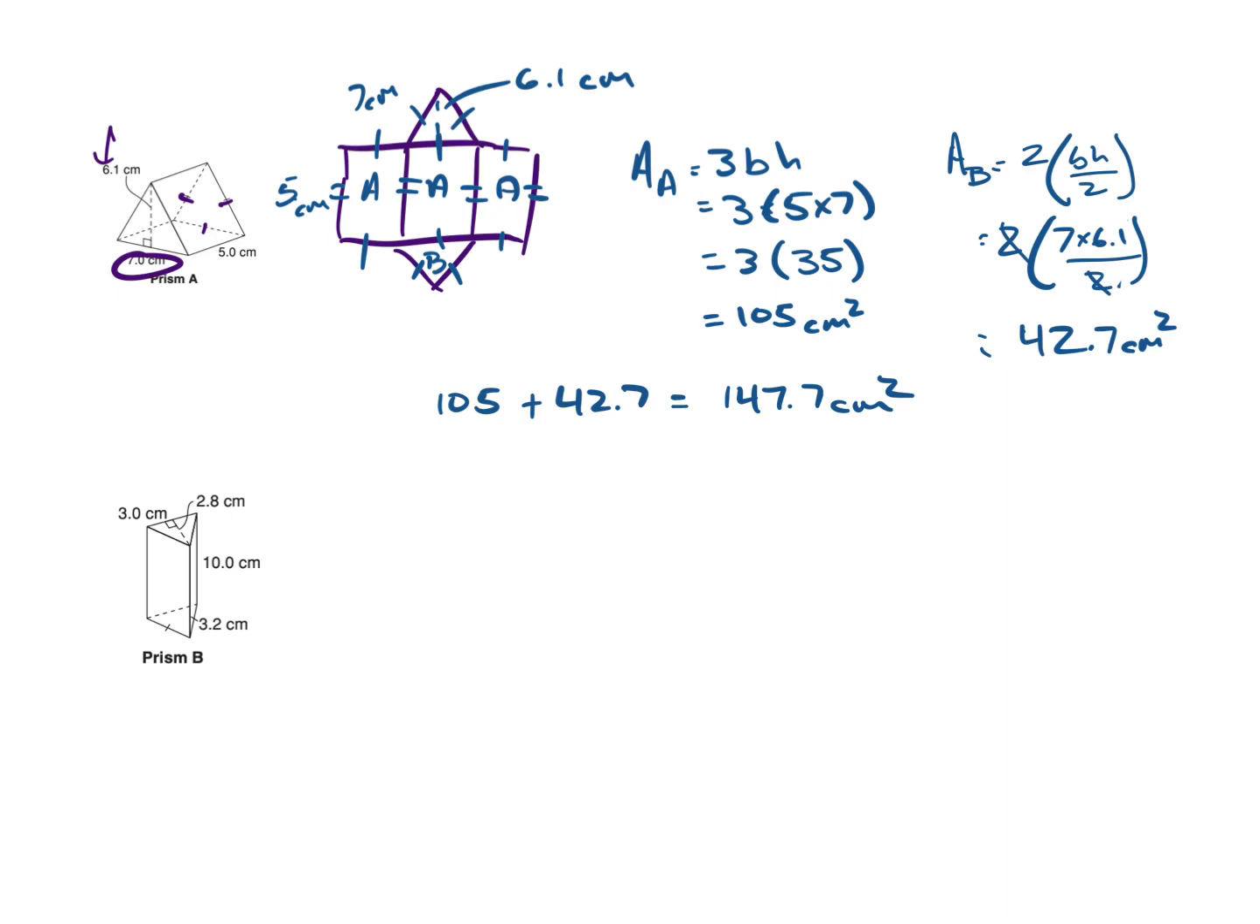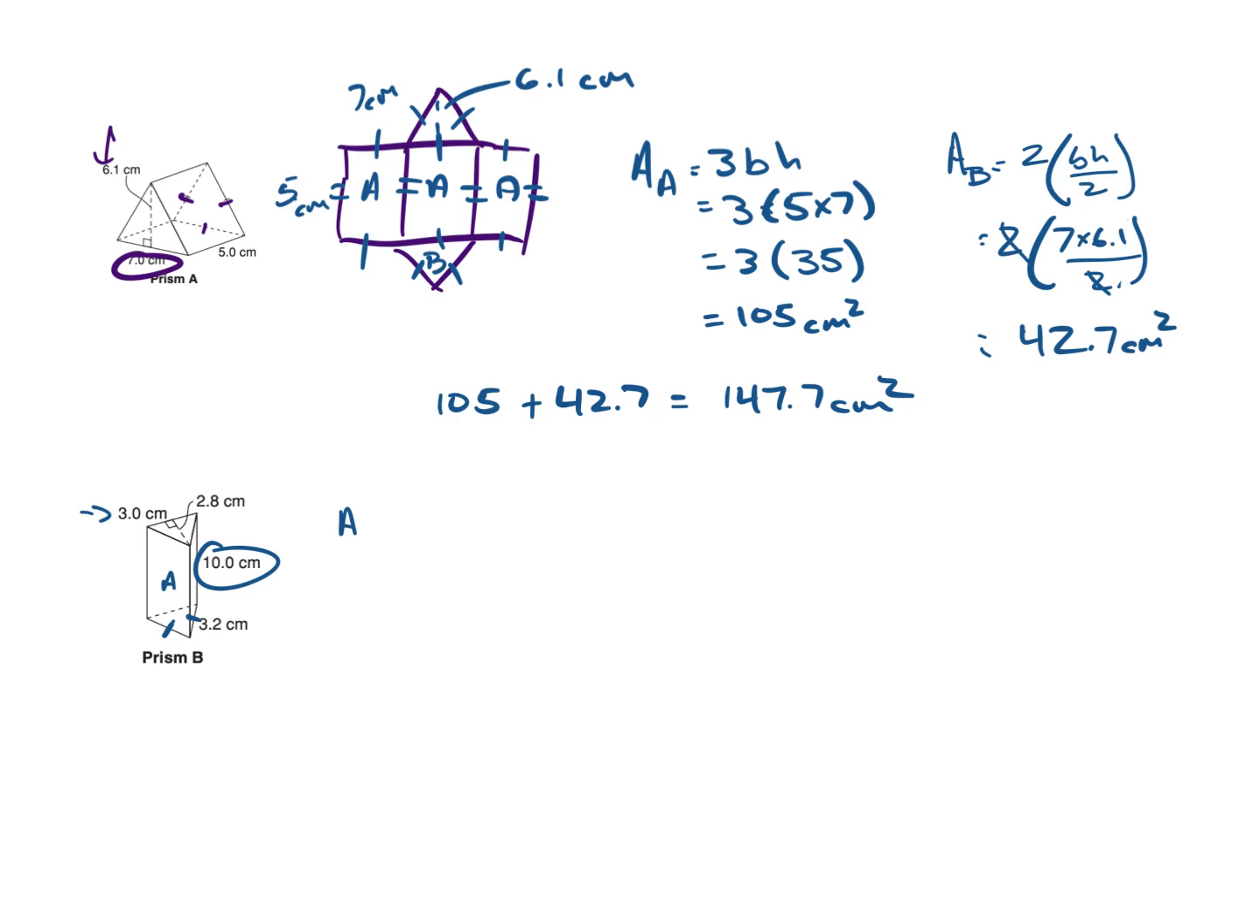Now I've got prism B. Down here, it shows me that these two sides are the same. So that means I'm going to have 2 rectangles that are the same, and then I have another side here. 10 is the common dimension between all of them. So I am going to call, let's say, this rectangle on the front.